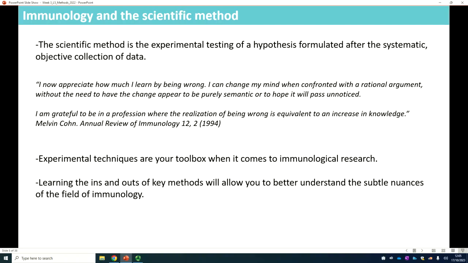Now, experimental techniques are essentially your toolbox when it comes to immunological research, but also your wider research as well. And learning the ins and outs of the methods will allow you to better understand the subtle nuances in the field of immunology.